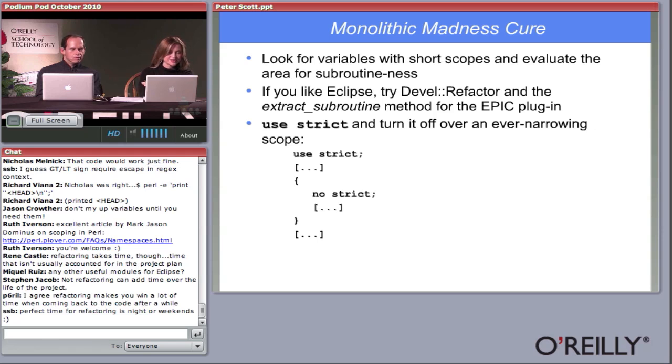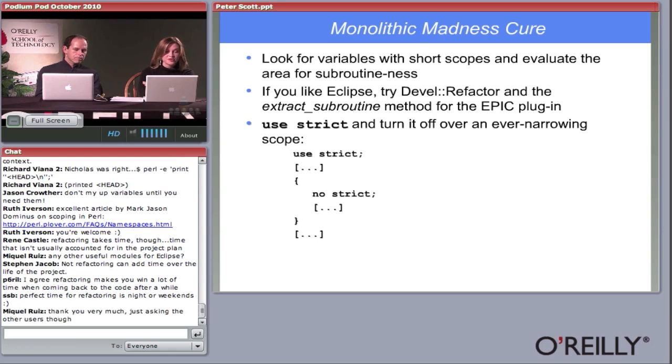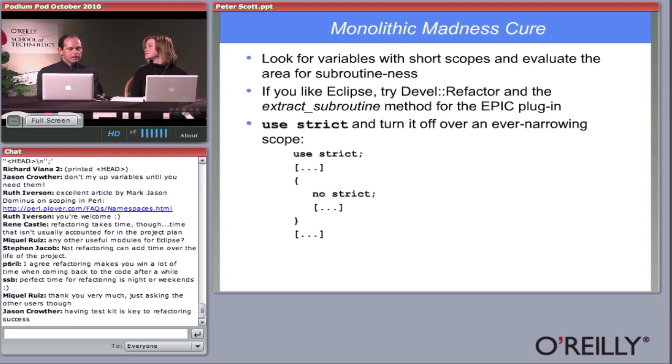And also I see here a comment from Renee Castle saying, refactoring takes time though, time that isn't usually accounted for in the project plan, which is answered by Stephen Jacobs saying not refactoring can add time over the life of the project. Exactly, and it's really a matter of the maturity level of the management in control here. They may be driven by external factors that they haven't even told you about, or you have some schedule pressure, like your project is going to go away if it's not done by this time. You have to fish or cut bait.